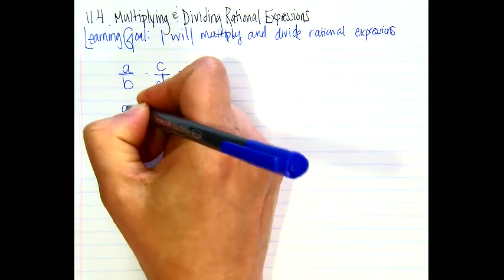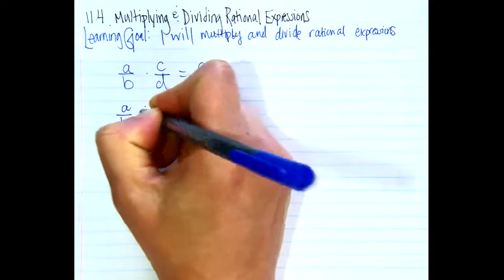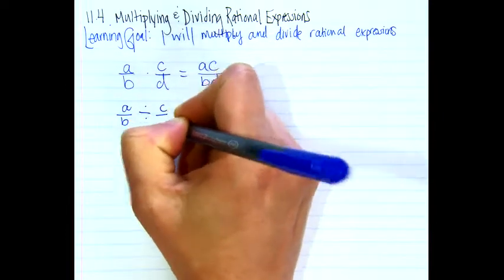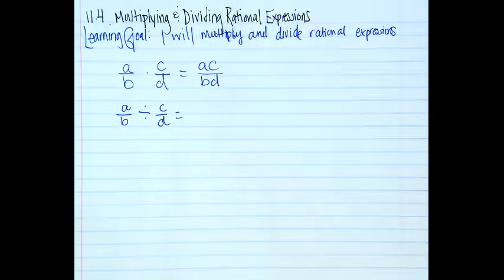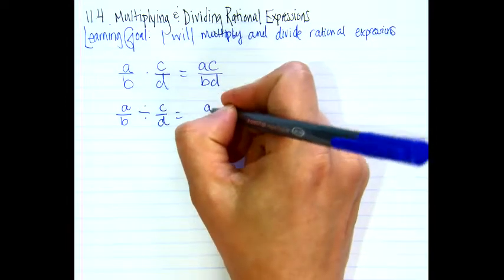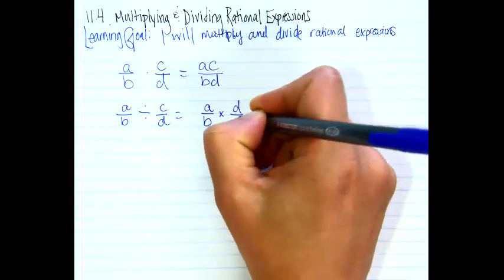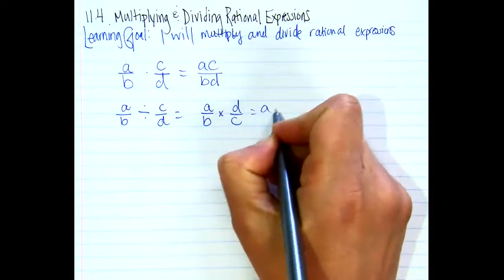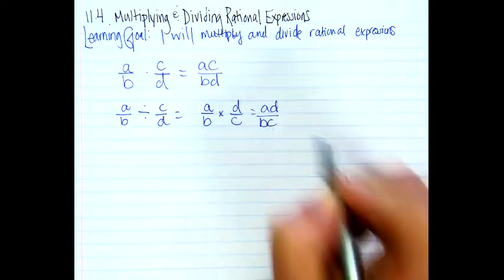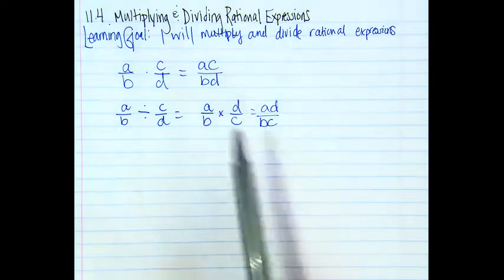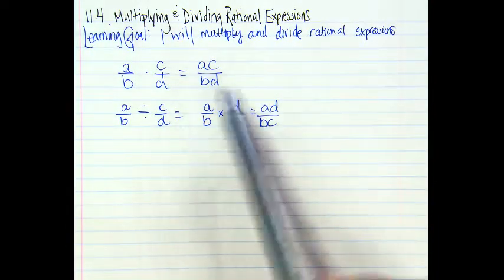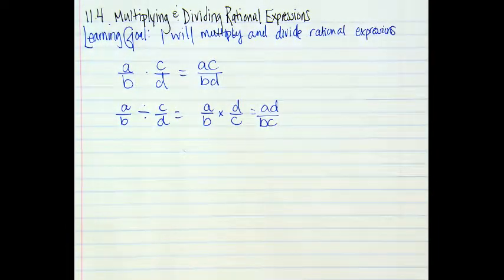And then remember, if we have a over b divided by c over d, if we're dividing fractions, that's the same as multiplying by the reciprocal. So multiplying by d over c, or ad over bc would be our final answer. And again, if we can divide out common factors in this step, that makes life a whole lot easier for everybody.